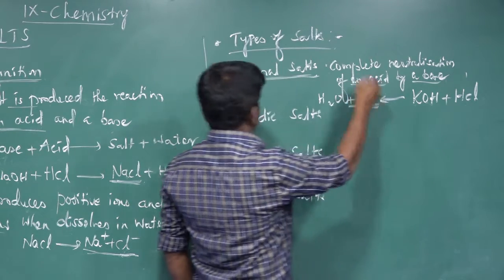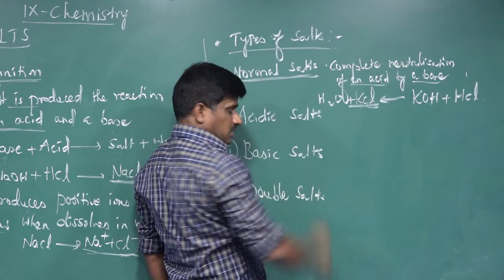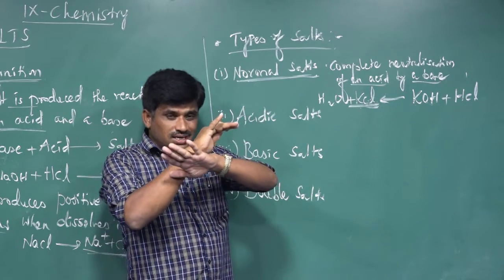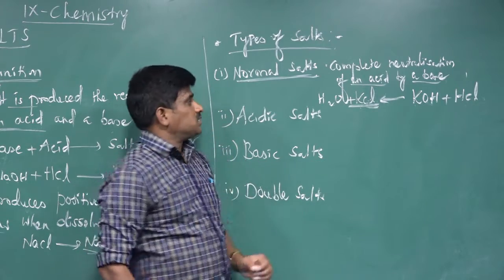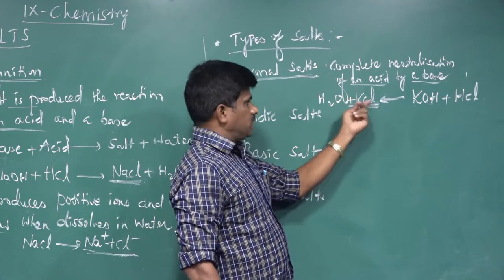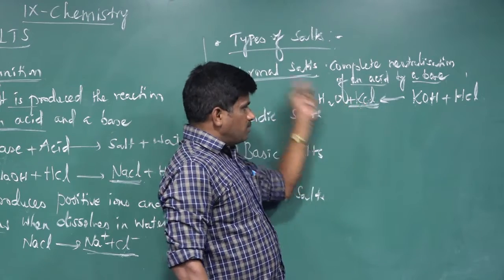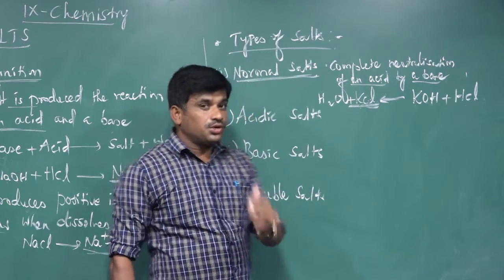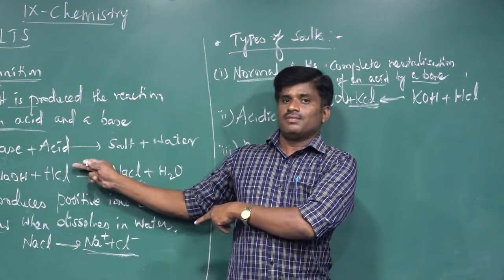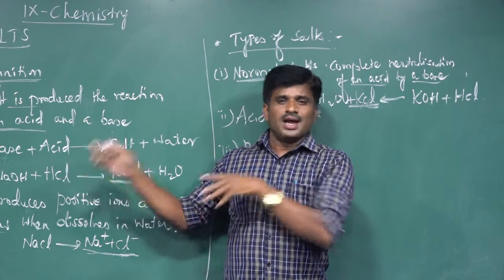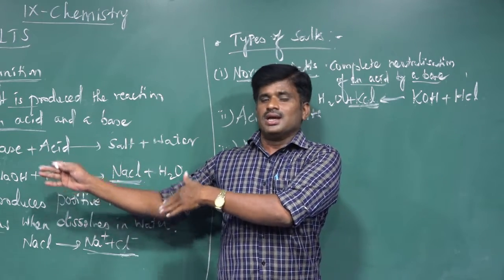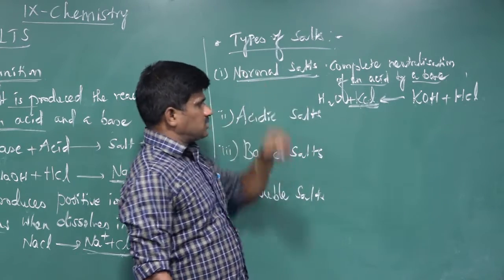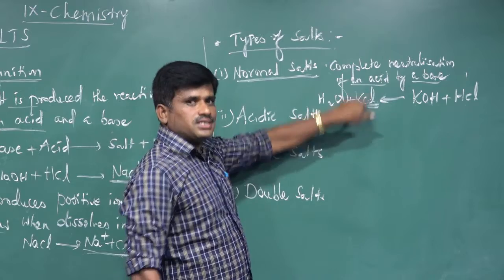The name of the salt is, simply, a normal salt. Whatever salt is obtained when an acid is completely neutralized by a base is called a normal salt. Here potassium chloride is a normal salt. Before, in this definition we have seen one salt, that is common salt. That also is formed by complete neutralization of a base, sodium hydroxide, and an acid called hydrochloric acid. The salt obtained is sodium chloride. So that also is an example of a normal salt. Potassium chloride also is a normal salt.